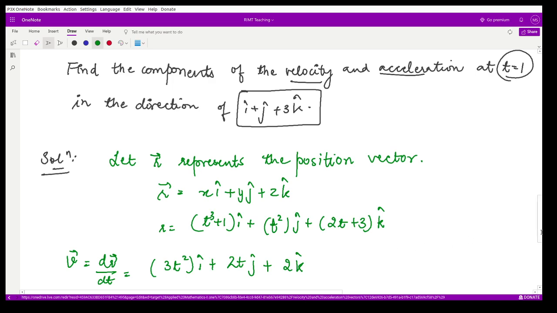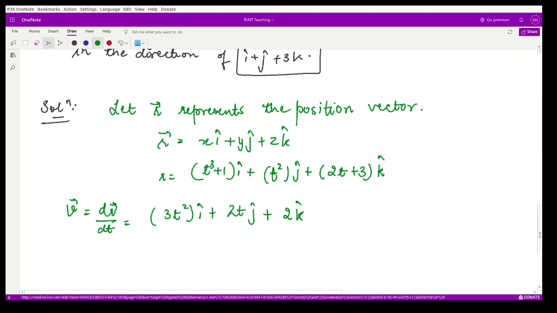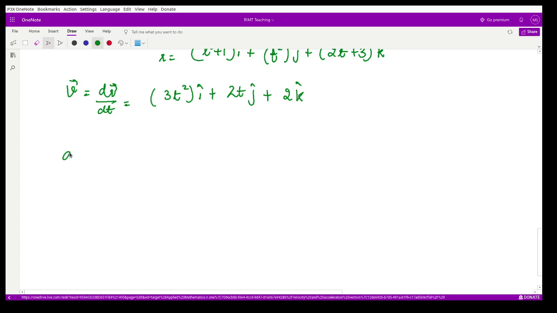So this is the velocity vector, and then what is the acceleration corresponding to this? The acceleration would be the derivative of this velocity vector. So that means we have to take the derivative of this vector. That would be equal to 6t I cap plus 2 j cap plus 0 k cap. So this is our acceleration vector.